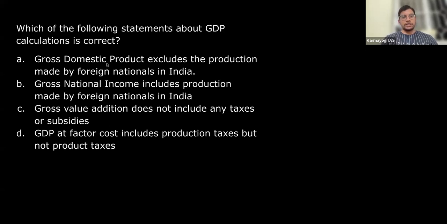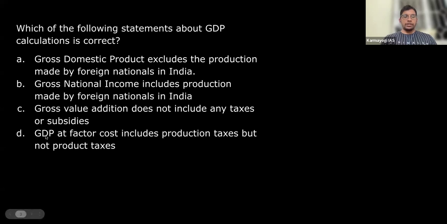Right? So let's take the first statement, that is, gross domestic product excludes the production made by foreign nationals. So this is a wrong statement. Within Indian territory, whatever production has happened, either by Indians or foreign nationals, it is included. So the first statement is wrong. Second statement, gross national income includes production made by foreign nationals. No, gross national income includes only those citizens of India who produce within India or outside of Indian boundary. Together, if it adds up the total production made by Indian citizens, that is called gross national income. So this is also a wrong statement.